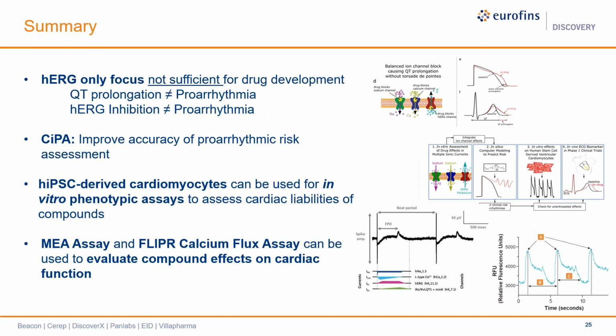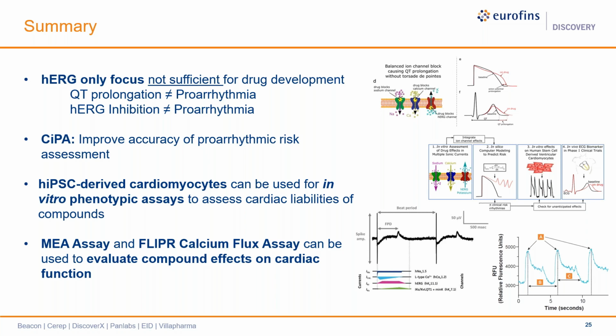To summarize, what I have shown you today is that an hERG-only focus is not sufficient for drug development. The reason for this is that QT prolongation and hERG inhibition do not necessarily mean that the drug will cause proarrhythmia in patients. For this reason, the CIPA initiative was initiated in order to improve the accuracy of the proarrhythmic risk assessment by providing a more comprehensive guideline on how to assess cardiac risk in new drugs that have been developed.